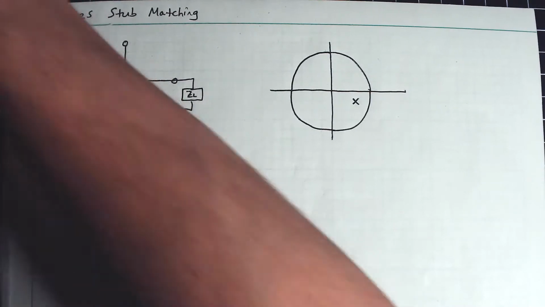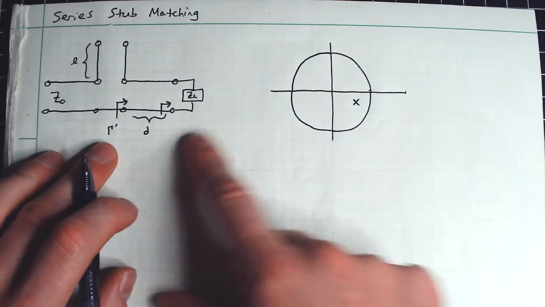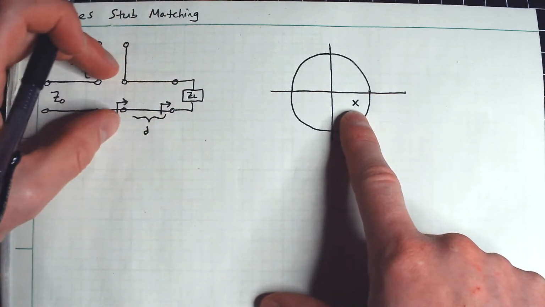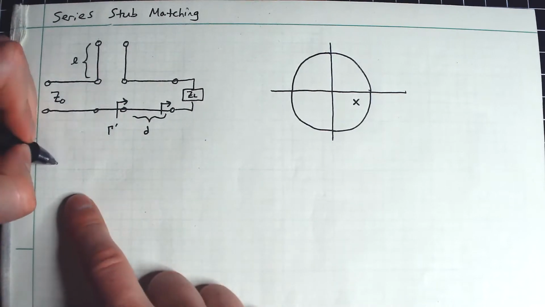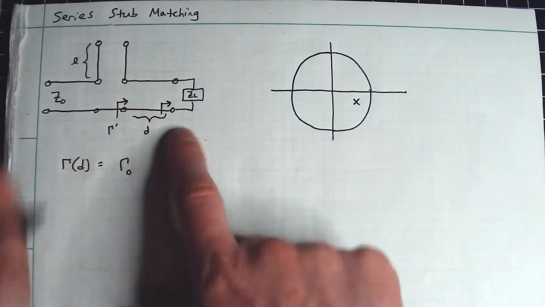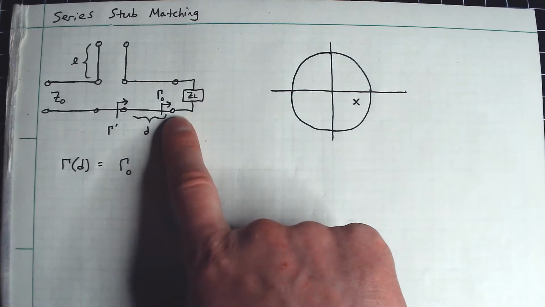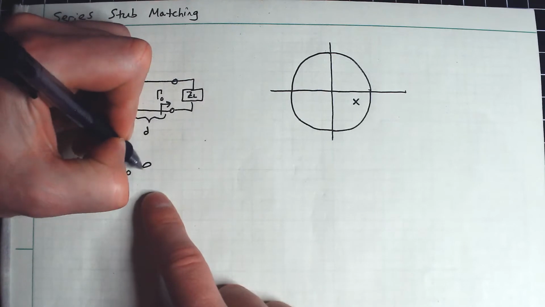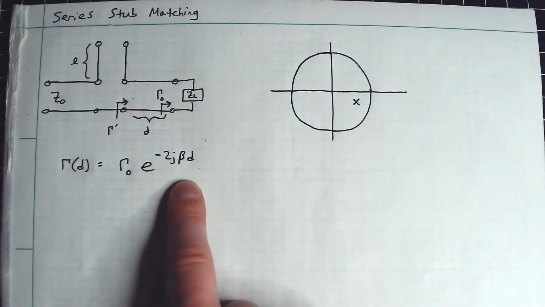Okay? Now, what happens? Remember, long ago we talked about this. Here is my original reflection coefficient, and if I just add a length of transmission line, and then imagine looking into it here, what happens? So we write this as gamma of d is going to be gamma sub 0. That's the reflection coefficient that I would have seen here. And I'm going some distance d away. And then you just get e to the minus 2j times beta times d.